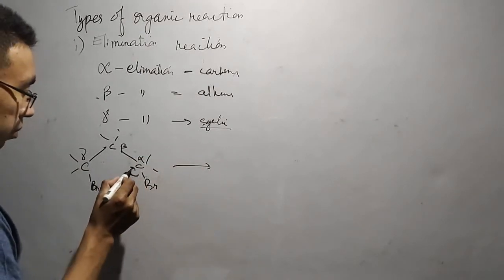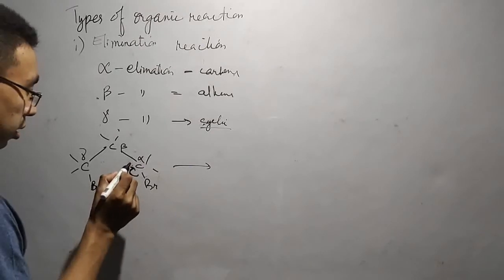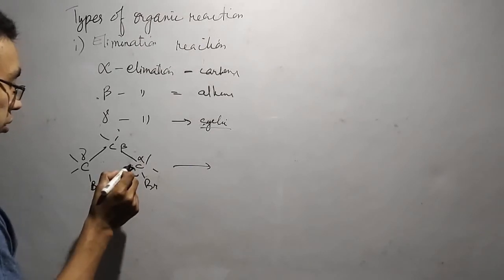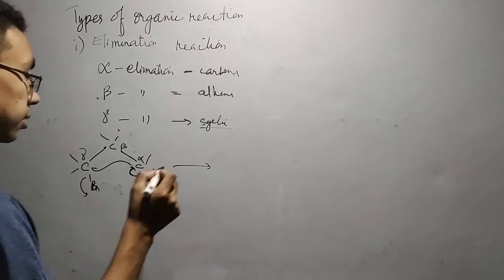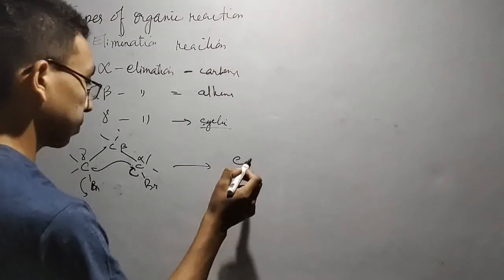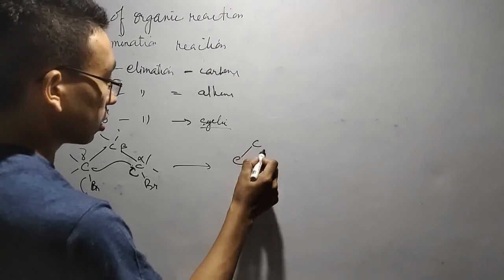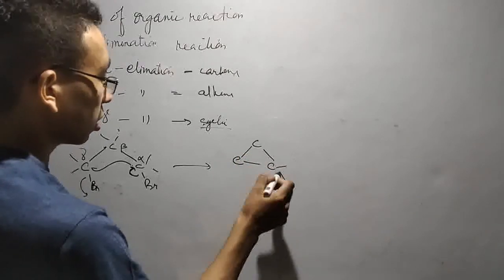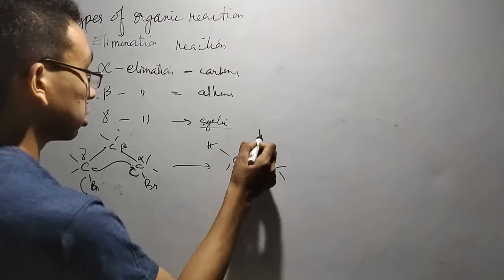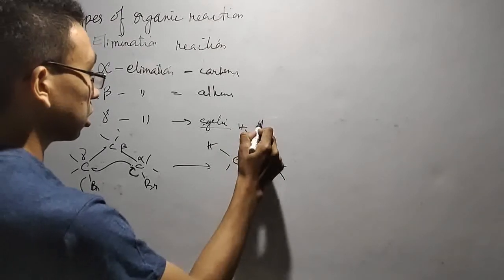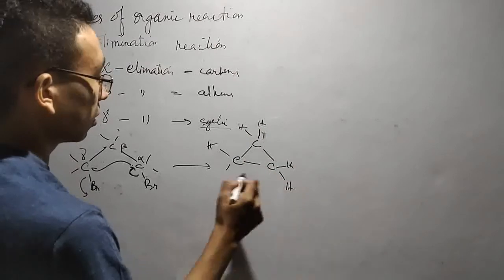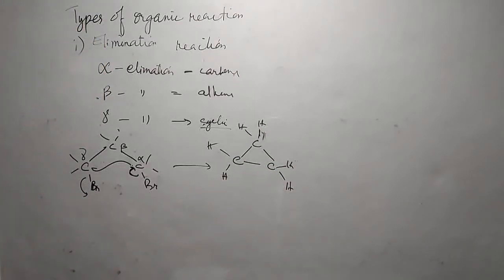Okay, the bond will break here, and here it will be an extra negative charge, so the negative charge will come and attack here, and then it will release this Br. So it will become C, C, C, C, okay. So this is how the gamma elimination reaction works.